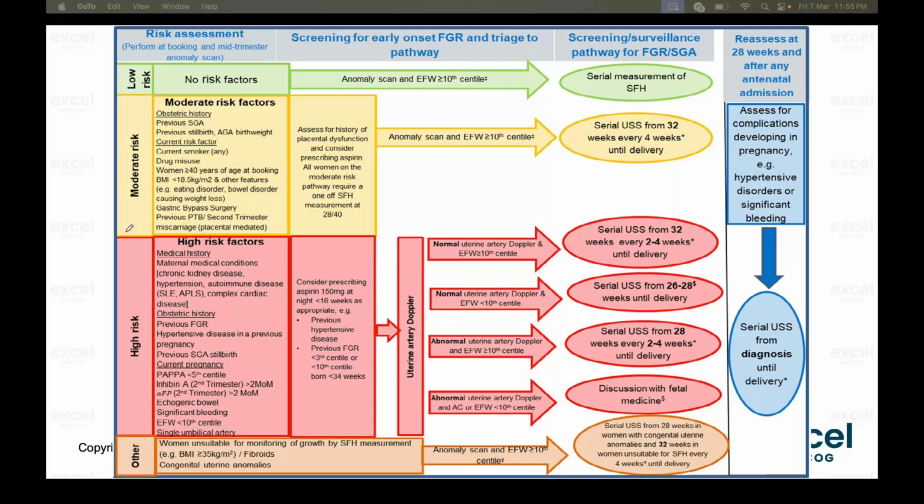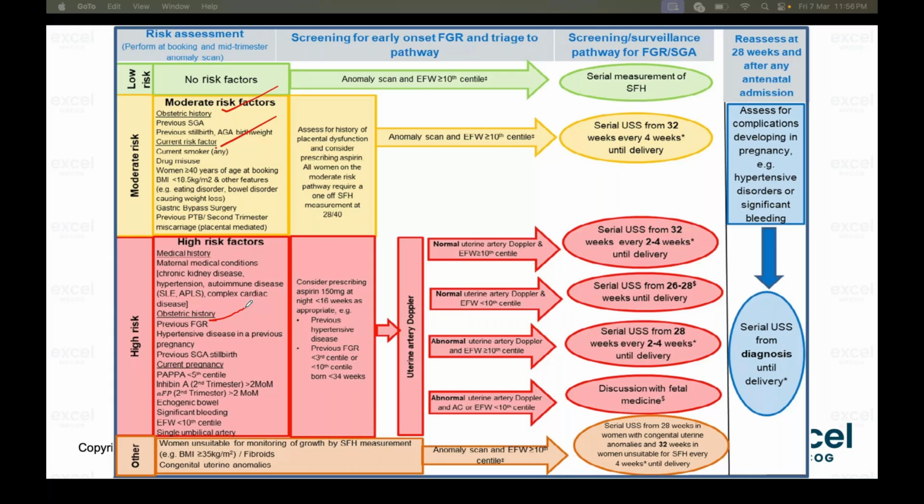In moderate risk factors, we look at obstetric history. Can you see the yellow box? You look at obstetric history and the current risk factors. In obstetric history, if there is a previous SGA baby, it is a moderate risk factor. Now I'm saying previous SGA. Previous FGR would be a high risk factor. Previous SGA is a moderate risk factor. Previous stillbirth, but the growth was normal, is a moderate risk factor because that stillbirth may be because of some other factor. You don't really know. It may not be growth restriction.